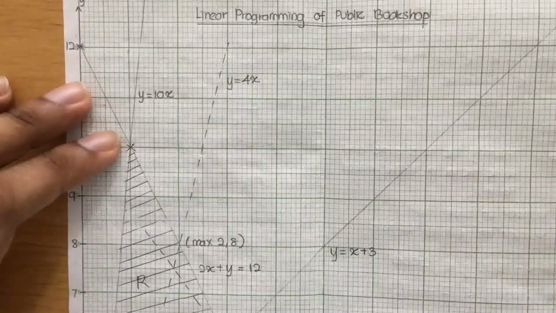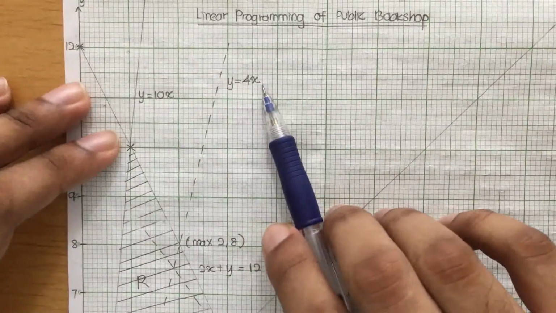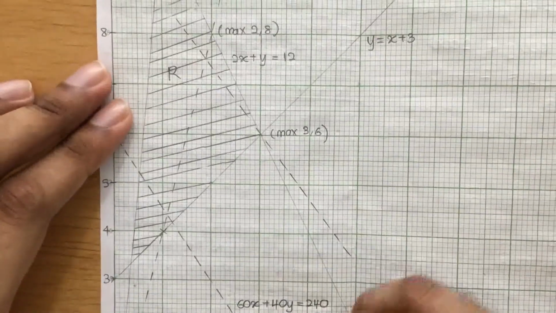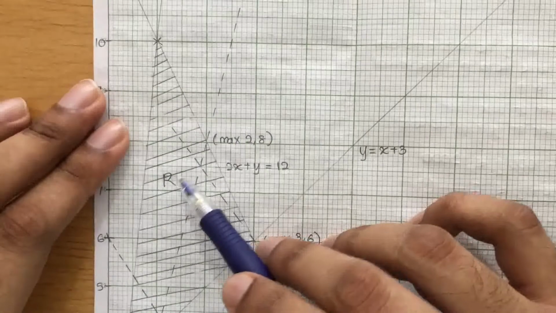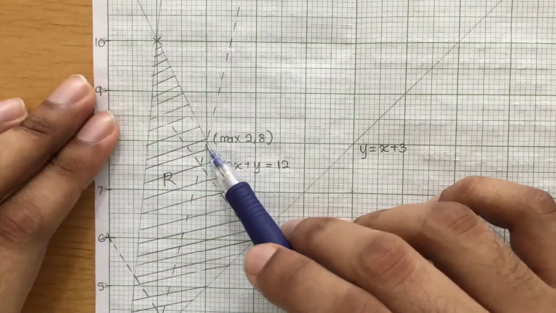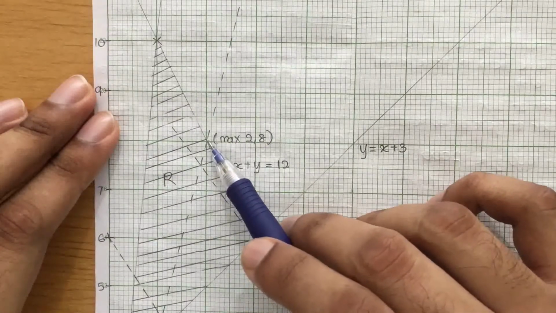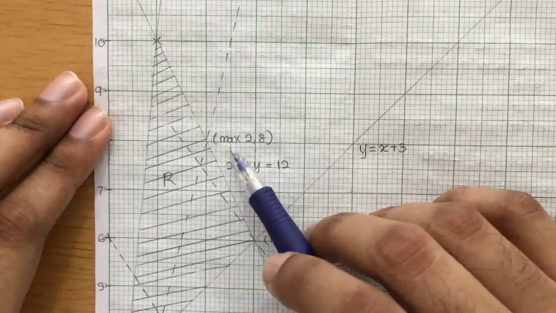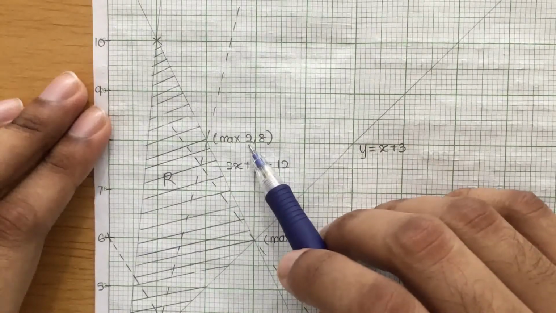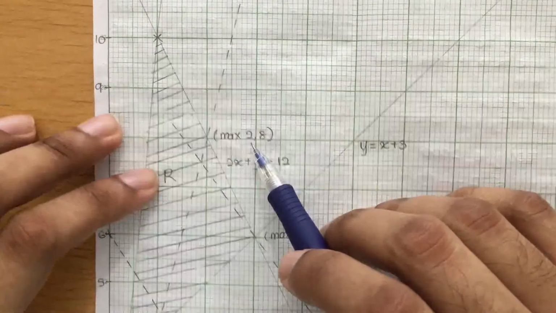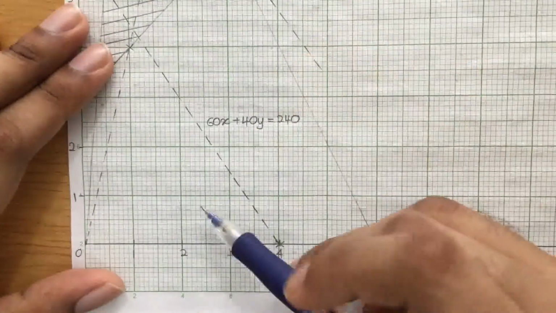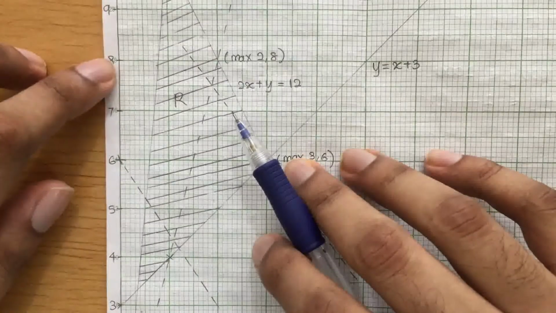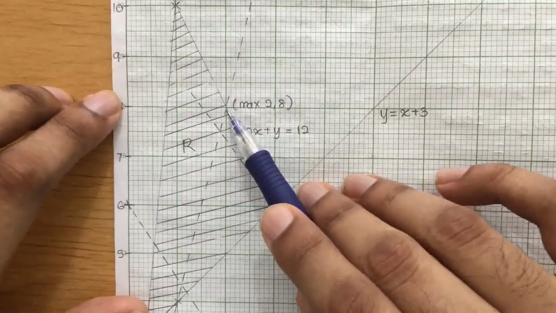Okay, as you can see here, this is your straight line equation, y equals 4x. You can see here, this is your region R. And this is your maximum possible line, guys, which you can possibly reach, which has the maximum coordinate of 2 and 8. When x is equal to 2, y is equal to 8. If you cannot see clearly, this is your x equals 2, and this is your y equals 8. So it intersects exactly here, guys.